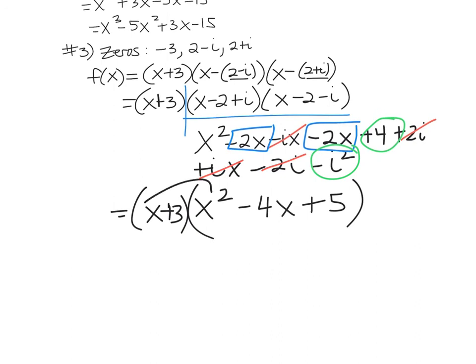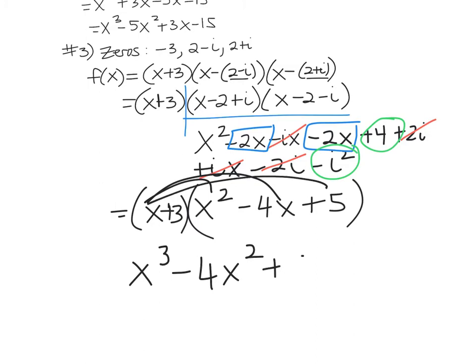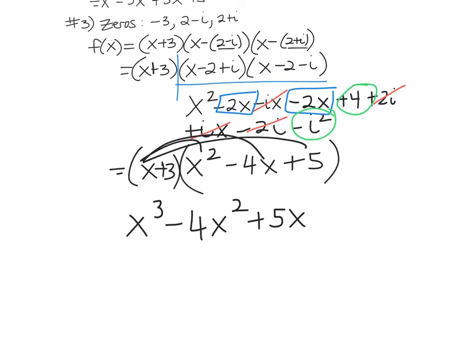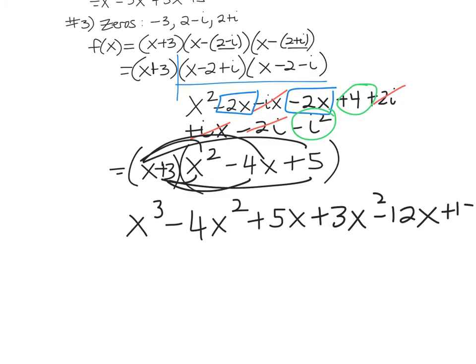All right, x times x is x cubed. x times -4x is -4x squared. And x times 5 is positive 5x. Okay, one more time to super FOIL. 3 times x squared is 3x squared. 3 times -4x is -12x. 3 times 5 is 15. Did I do all that right? I messed up there too earlier.